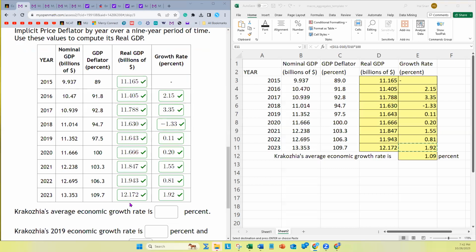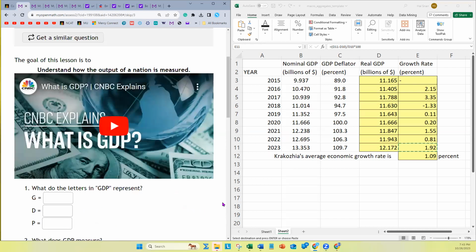That's pretty cool, right? And then all I have to do now is type in the average economic growth rate from 2016 to 2023, and that would be 1.09%, right? So it's pretty anemic growth. We had good growth in 2016, good growth in 2017, okay growth in the year 2023, but other than that, it's been pretty lackluster. And then we had a decline in output in the year 2018, right?